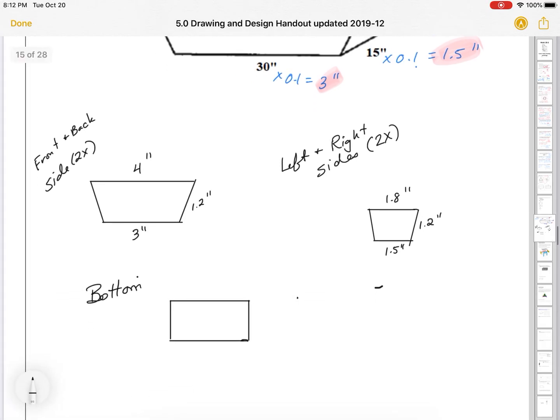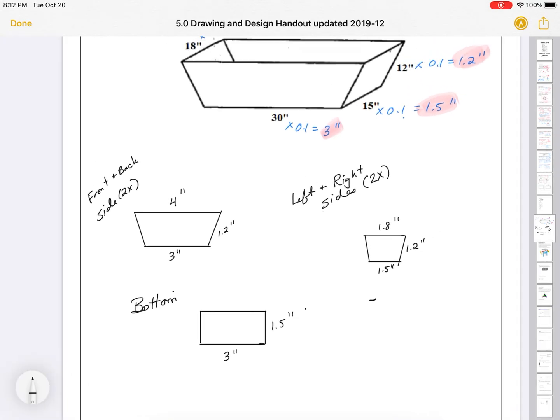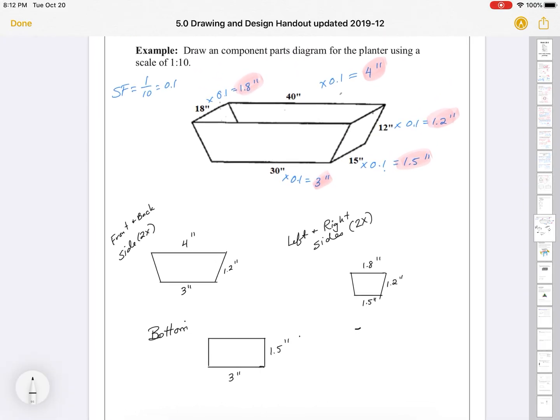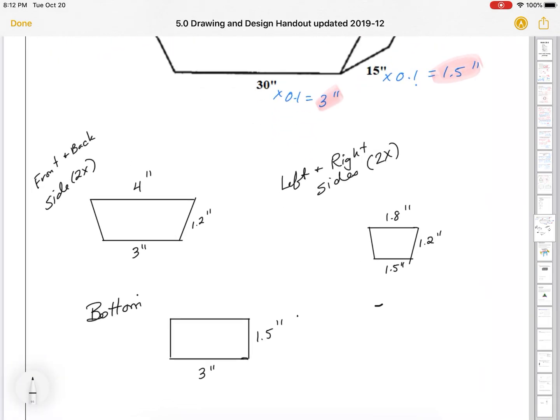So looking at the bottom, it is 3 inches by 1.5 inches. So that's a component parts diagram. It's also an exploded view diagram, because we're going to talk a little on the next page about exploded view diagrams. In an exploded view diagram, we would actually draw 2 fronts and backs, and 2 left and right sides, so we would have all 5 pieces. We're just drawing each of the component parts, and we're indicating that there's doubling. So with component parts, you can indicate the double parts, okay?